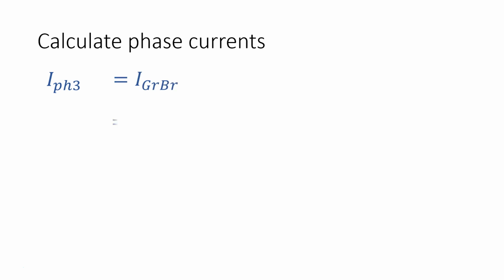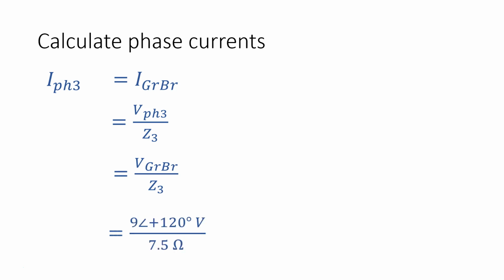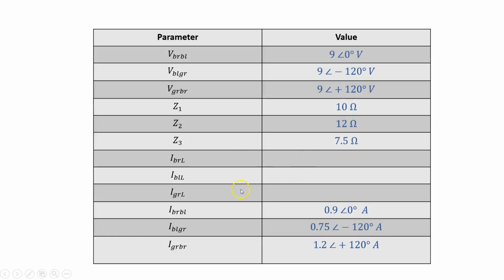So phase 3, the same process. Again, it's just a process. If you know how to do it once, you should be able to do this for other phases as well. Again, be careful. Here we're using phase 3 voltage, so this is positive 120 degrees this time. And we get 1.2 at 120 degrees using the Z3 impedance. Alright, so now we have our phase currents, all three of them. We can calculate our line currents.